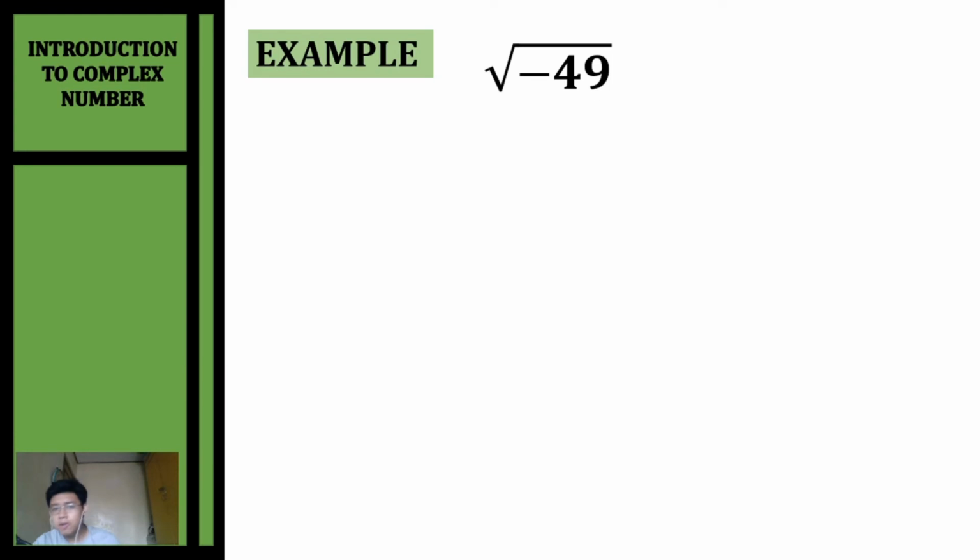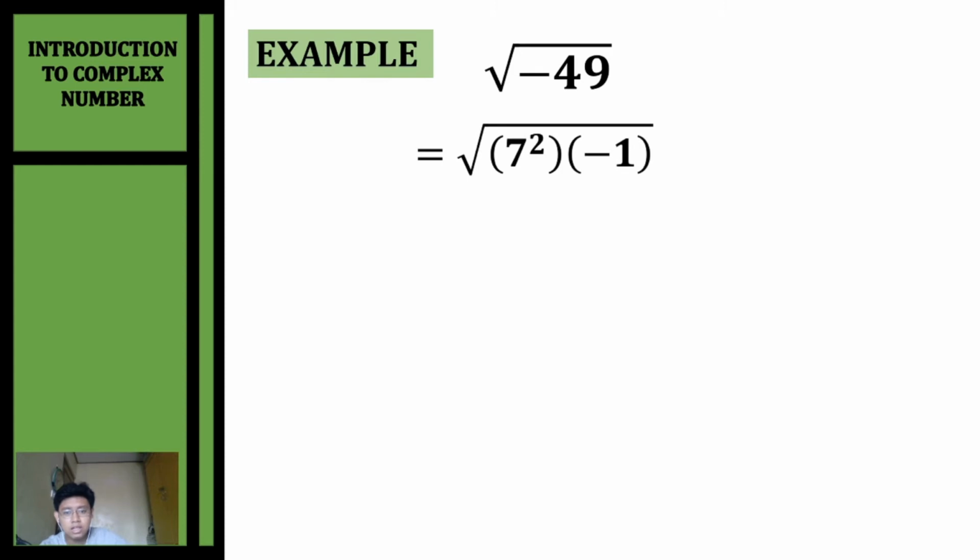For example, we're going to simplify the square root of -49. If we type this in our calculator, the answer will be a syntax error or math error, because we're dealing with a negative radicand and we cannot solve this as a real number because we will have an imaginary number. So if you want to simplify the square root of a negative number, we're going to apply simplifying radicals. So we're going to factor our radicand.